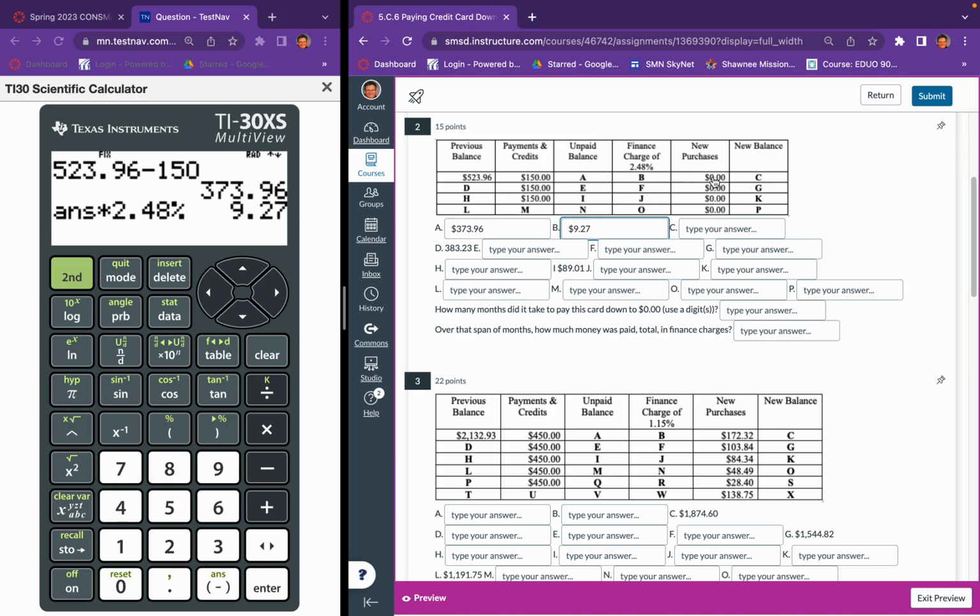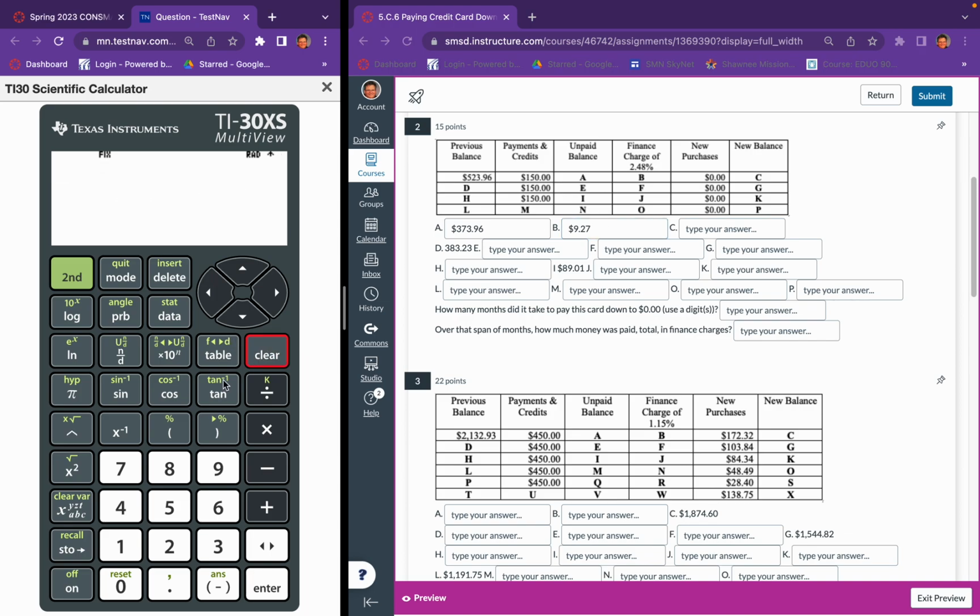Fortunately, we have no new purchases. We stopped using the card. So our new balance is going to be these two numbers, the unpaid balance of $373.96 and the finance charge of $9.27, those two numbers added together. So we're going to take $373.96 and we're going to add it to $9.27, and that takes our new balance to $383.23. So at the end of that billing cycle, this is how much money we owe.